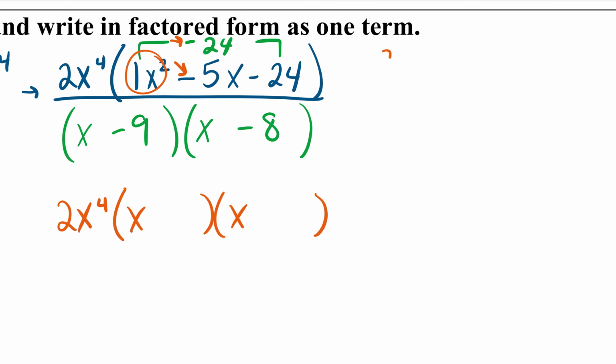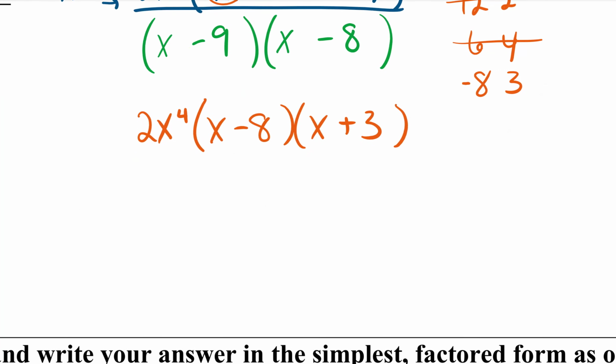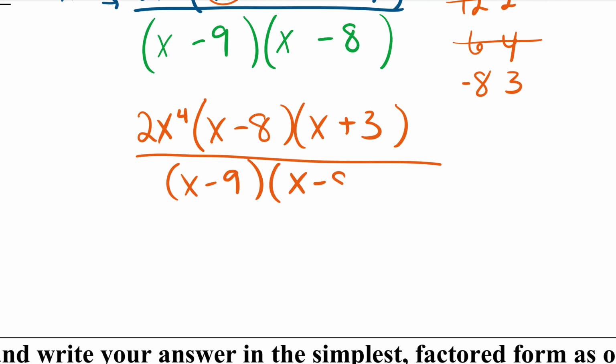Okay, again, if you need to write your factors out here, 24 and 1 multiply to 24, they cannot add or subtract to 5. 12 and 2 also cannot add or subtract to 5. 6 and 4, but you cannot get to 5 from there. The last one that I can think of is 8 and 3, which if I want a negative 5, I would want negative 8 plus 3. Okay, so negative 8 plus 3. And then of course the bottom did not change, so I have x minus 9, x minus 8.